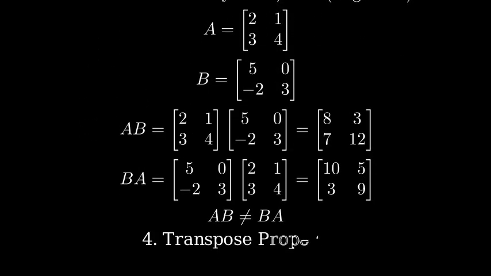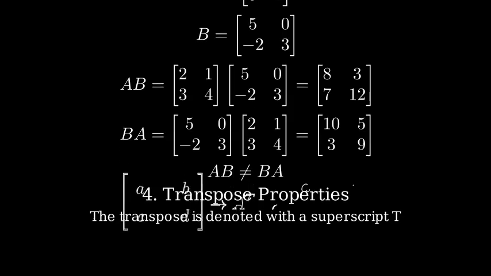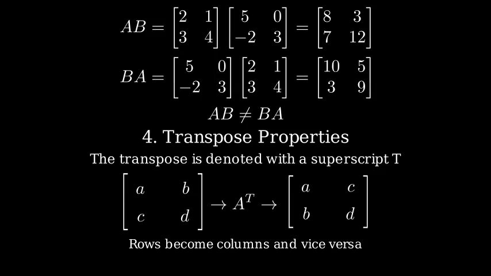Now, let's discuss the properties of matrix transposition. Remember that the transpose of a matrix, denoted as A transpose, is obtained by flipping the matrix over its main diagonal, turning rows into columns, and vice versa. The first property is that if we take the transpose of a transpose, we get back the original matrix. That is, A transpose transpose equals A.